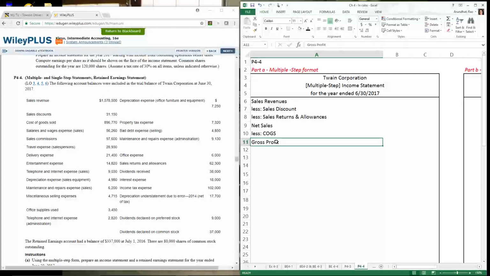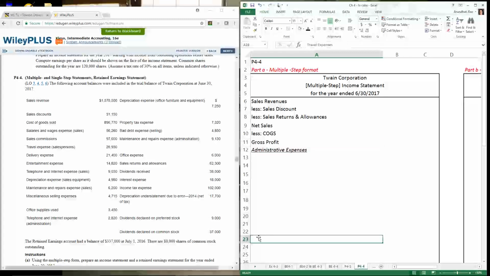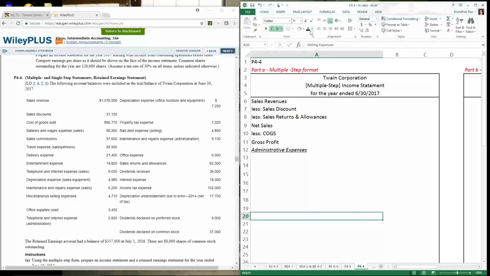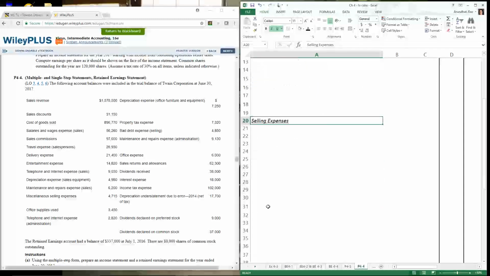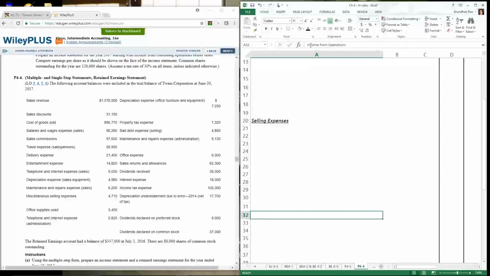After that, you're going to identify your other expenses. Those expenses are typically grouped into two categories. You have your selling expenses and your administrative expenses. Doesn't really matter what order you list them in, as long as you list these items. So selling expense and administrative expenses will be listed. After we are done with listing those items, we will have income from operations.